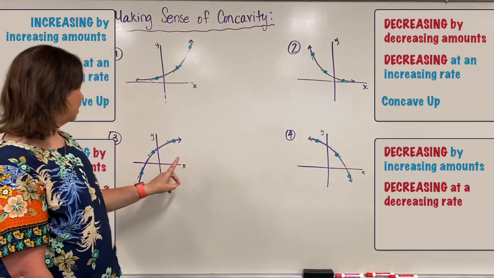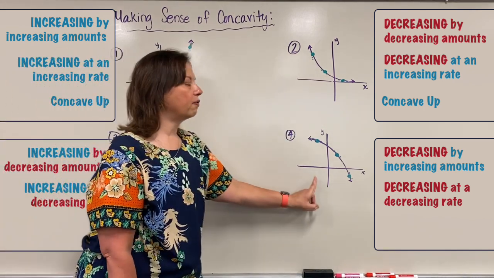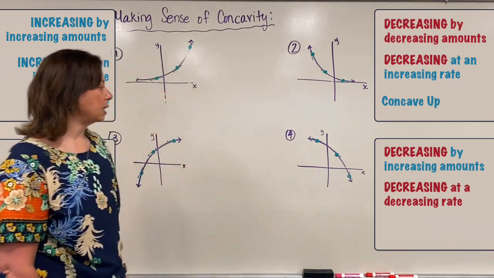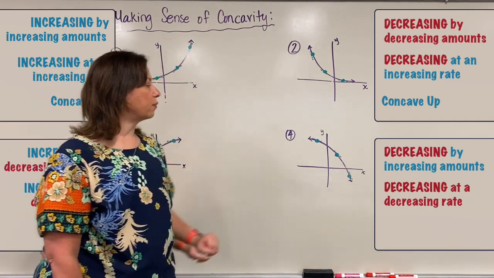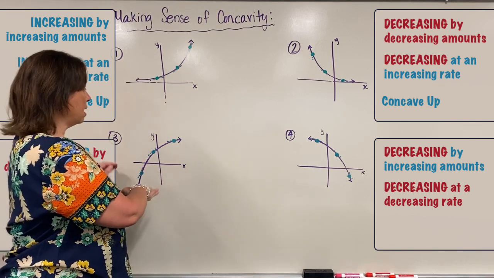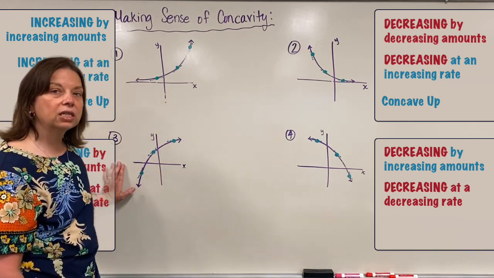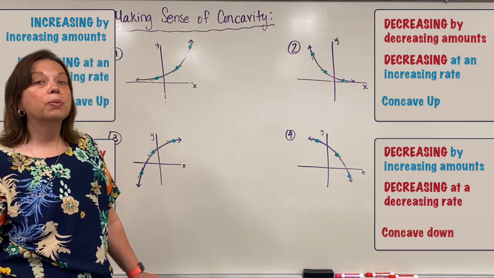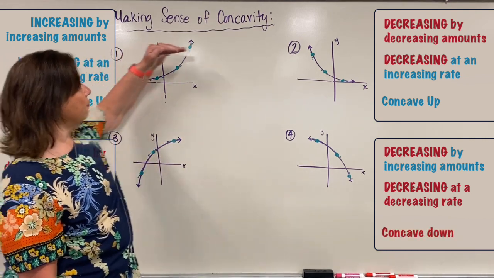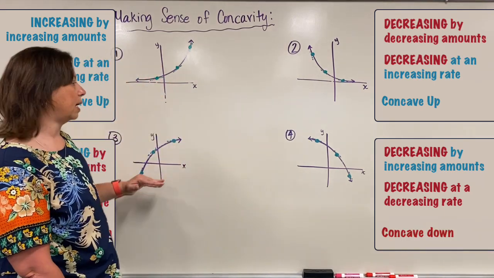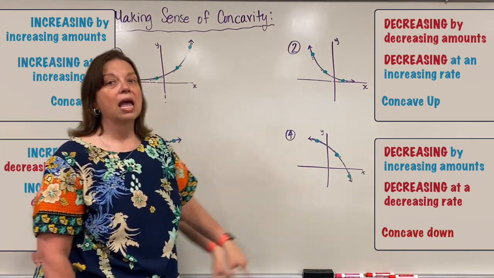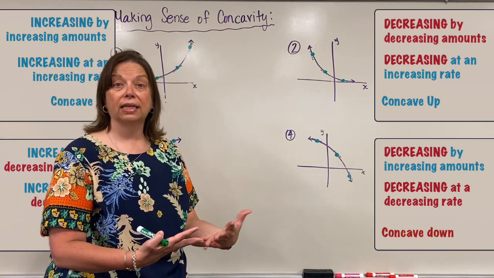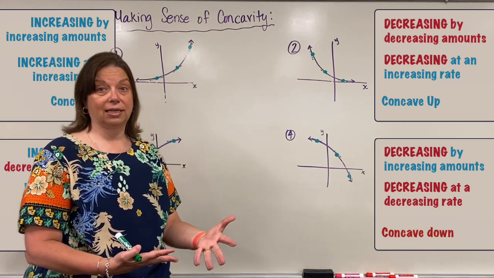And lastly, it turns out that graphs 3 and 4, while one is increasing in y values, the other decreasing, they're doing so at different rates. And in both situations, we have a decreasing rate, and thus we have concave down for both of those graphs. So concave up graphs here, 1 and 2, concave down graphs, 3 and 4. And it's all about what's happening with the rate, the slope of the tangent line throughout the function itself.